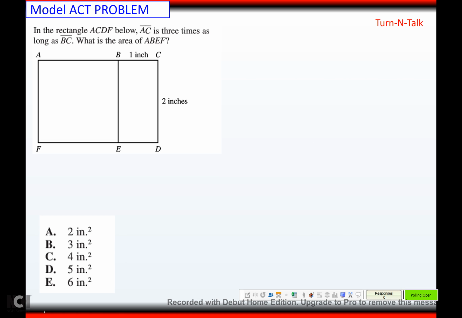Alright, try this one. Hit pause. Come back when you're ready. And hopefully you got 4 inches squared.